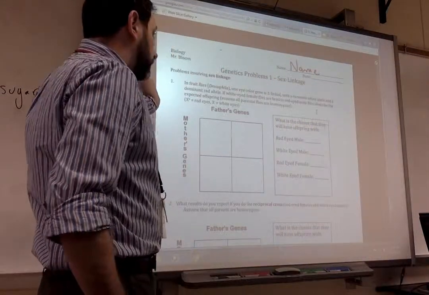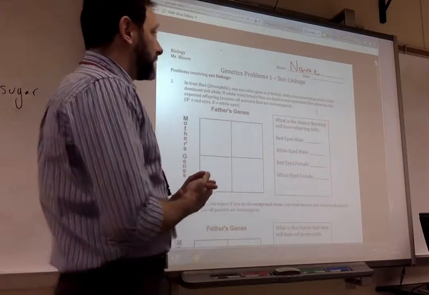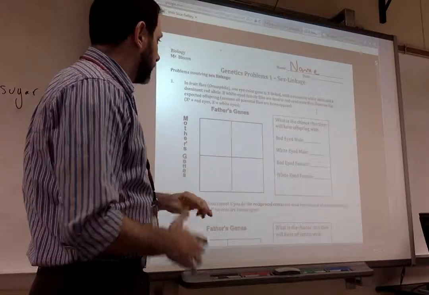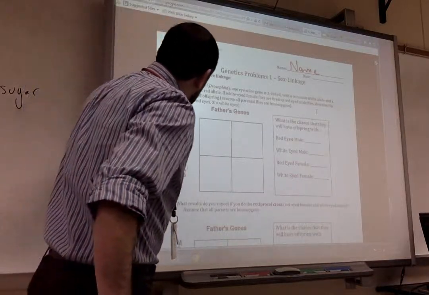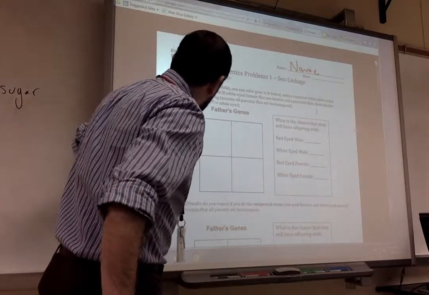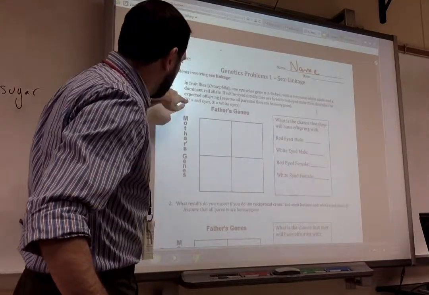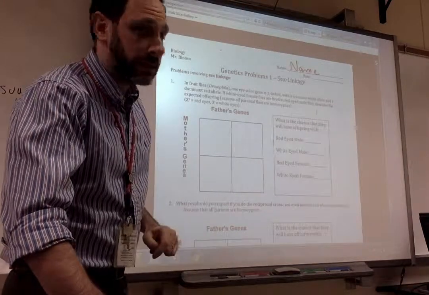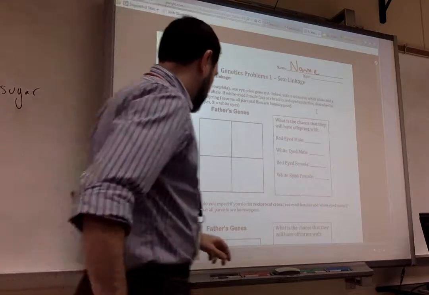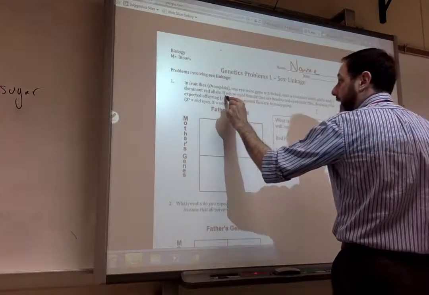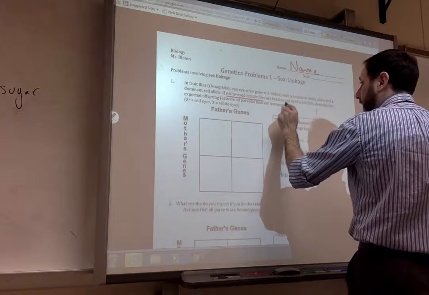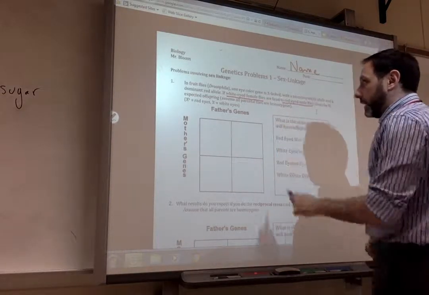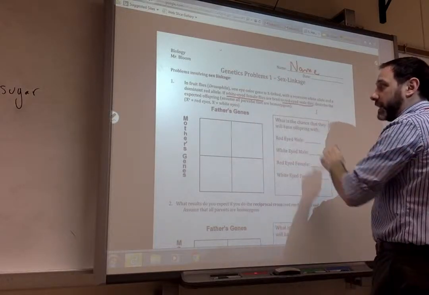So here it says, in fruit flies, one eye color gene is X-linked with a recessive white allele and a dominant red allele. And so over here, I see that we're using X capital R for red eyes and X lowercase r for white eyes. So now the parents. If white-eyed female flies are bred to red-eyed male flies, describe the expected offspring. I'm also saying here, assume all parental flies are homozygous.